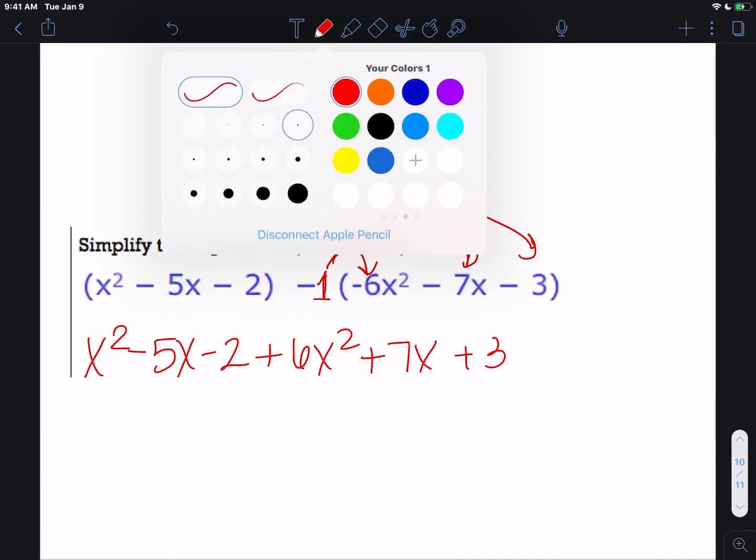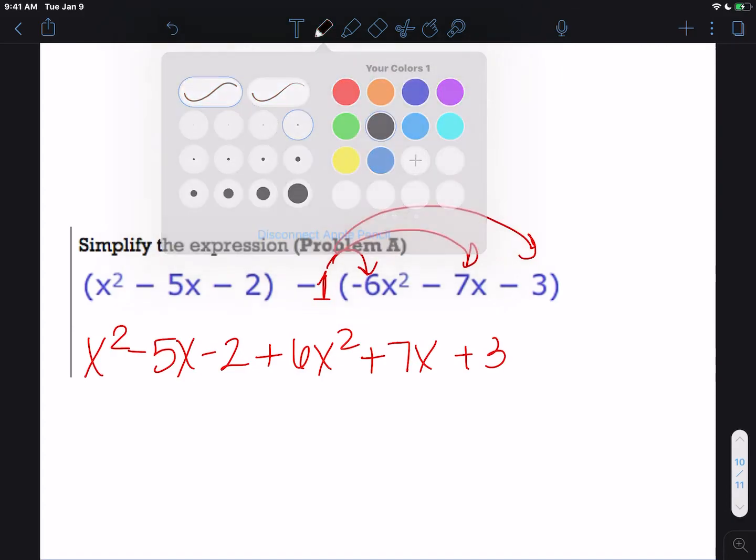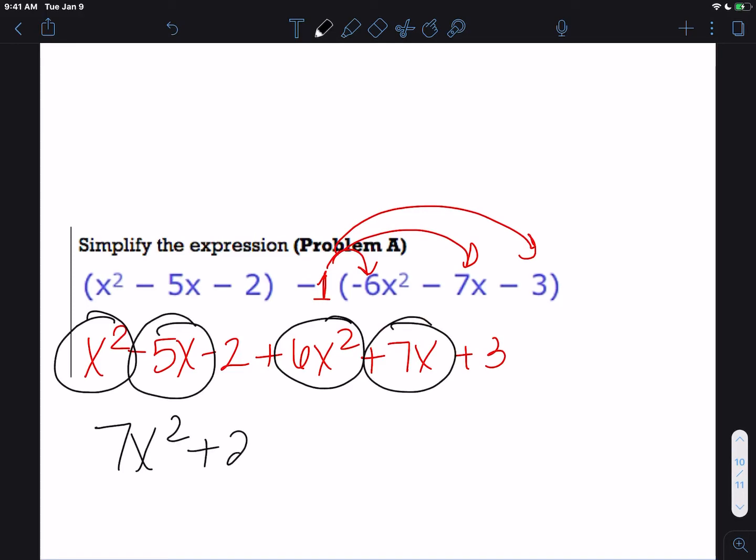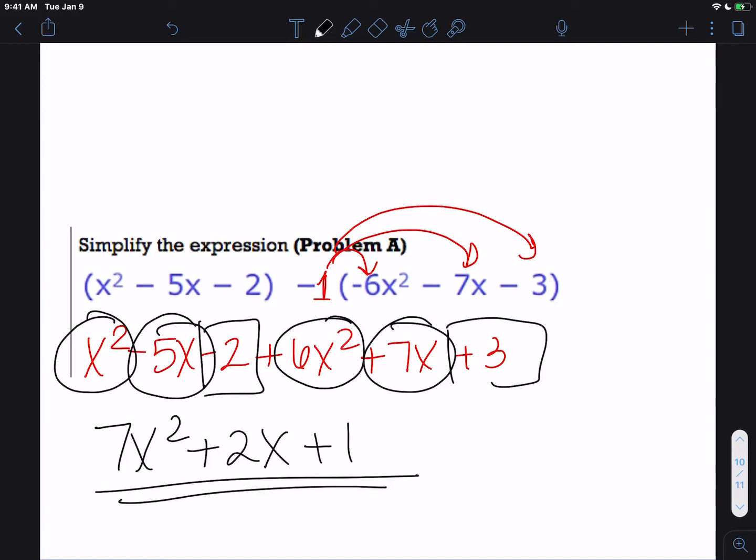Now I can go ahead and start combining things that are exactly the same. So I'll start with the x squareds, the regular x's, and the numbers, or constants. And there I have an answer.